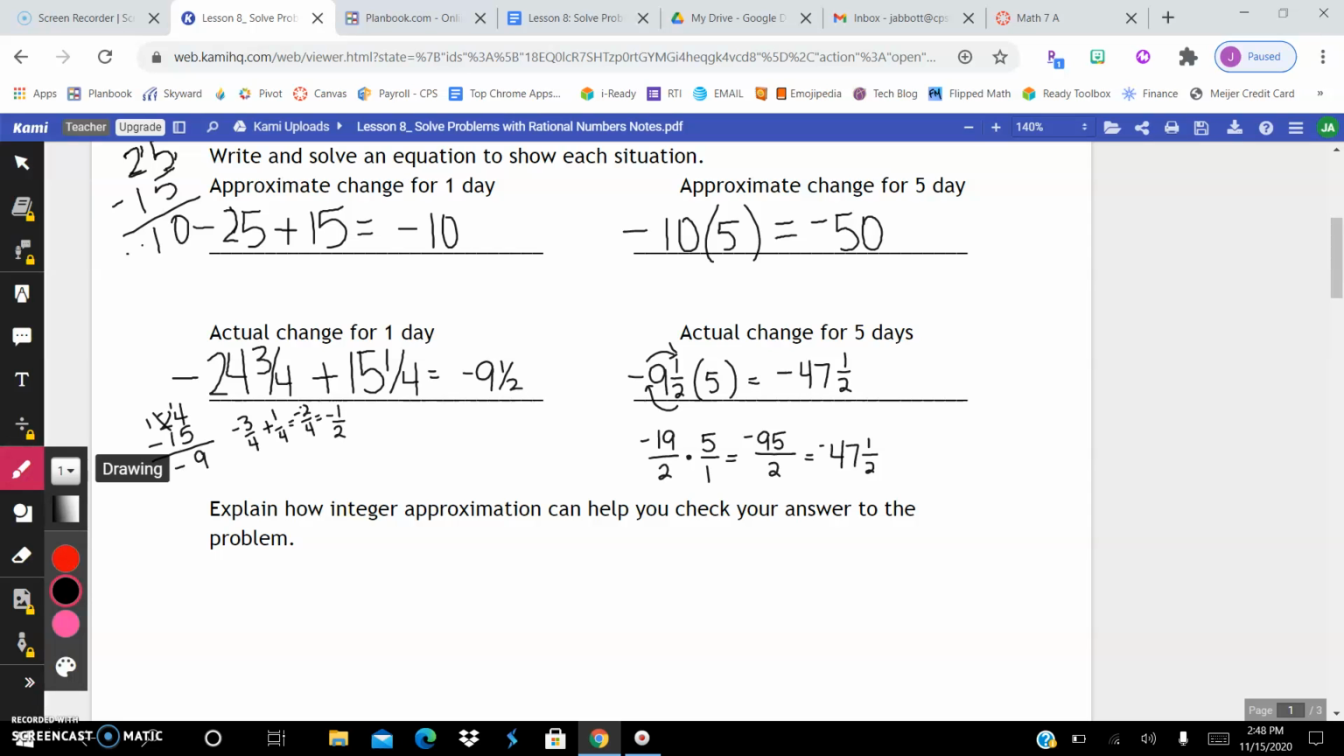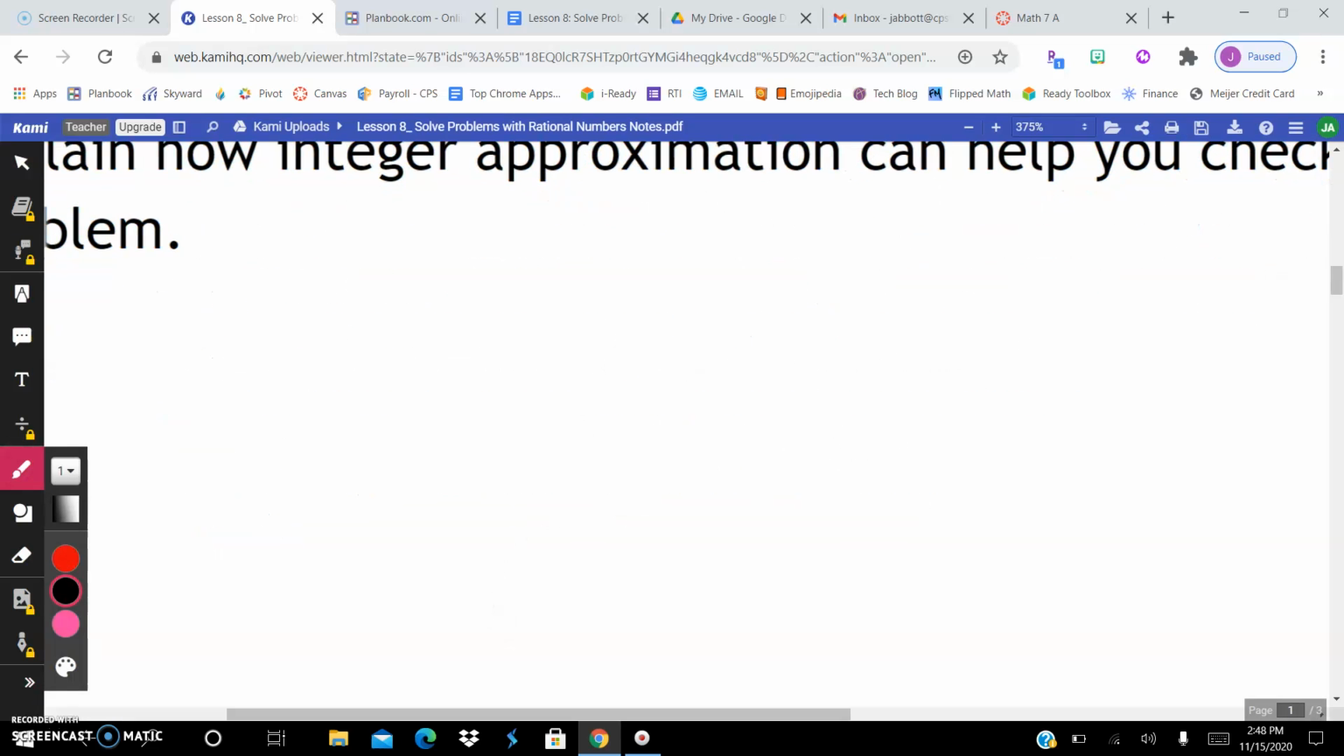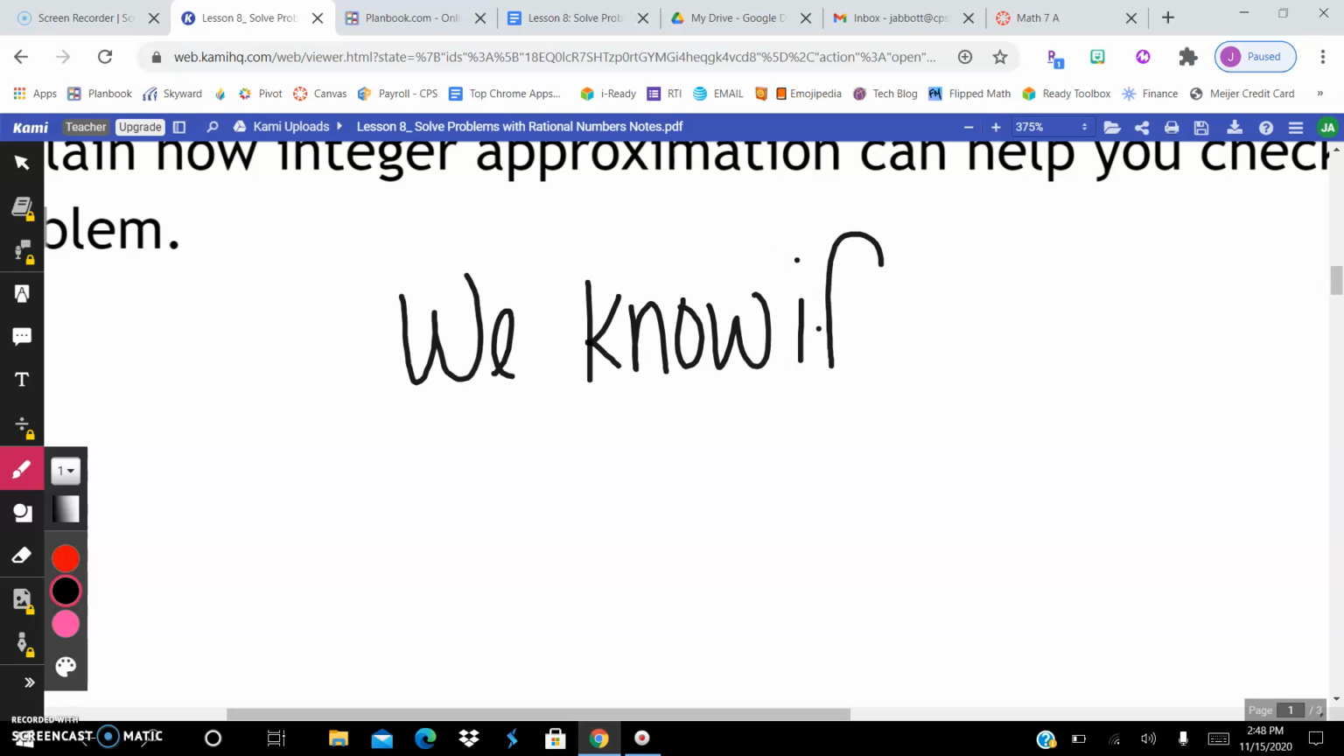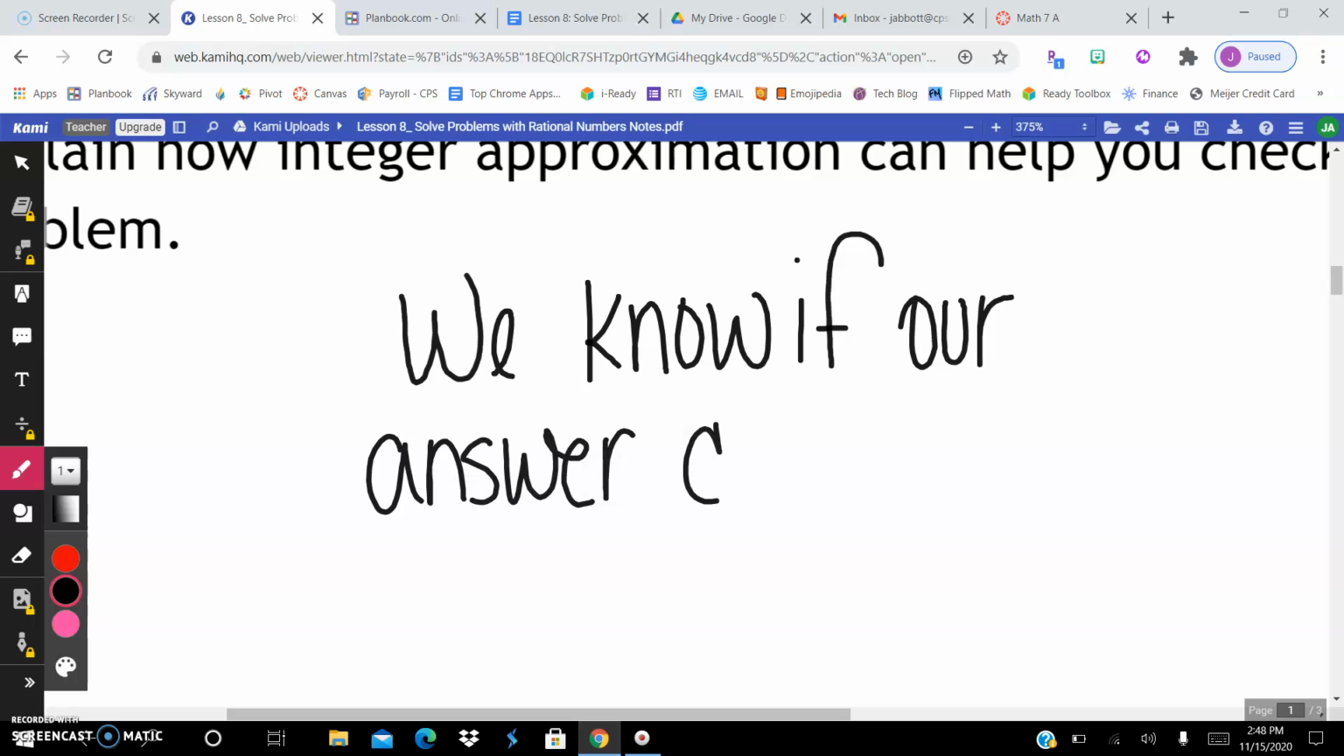So how can it help us? It can tell us if our answer is close to being right, or if it's not.